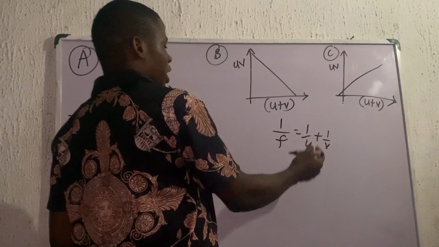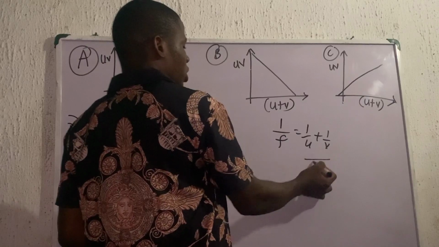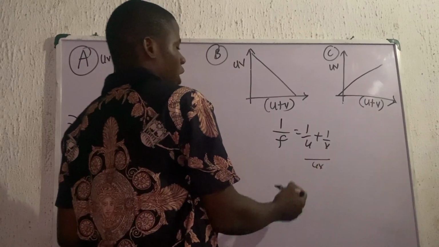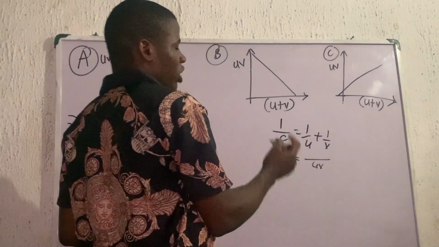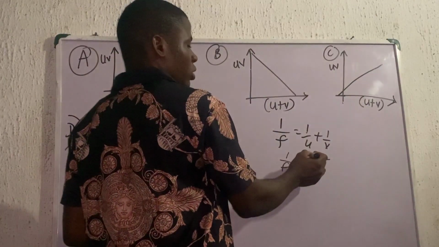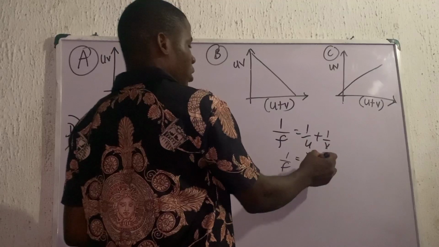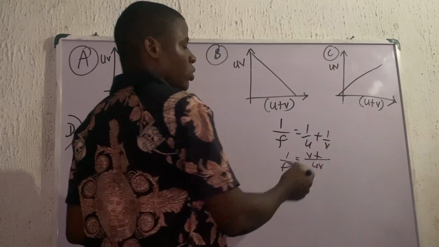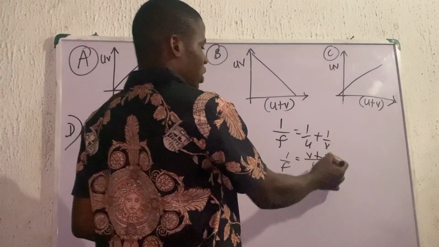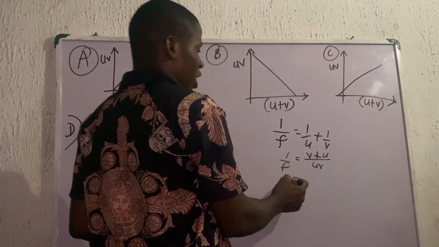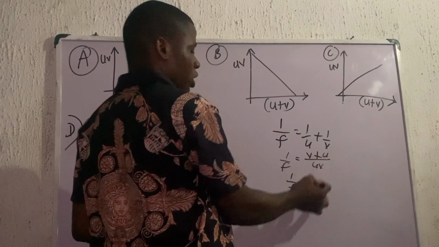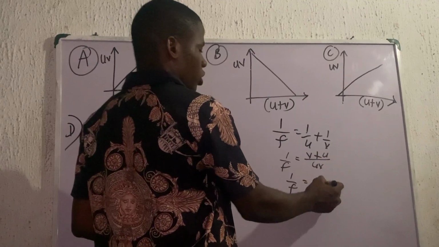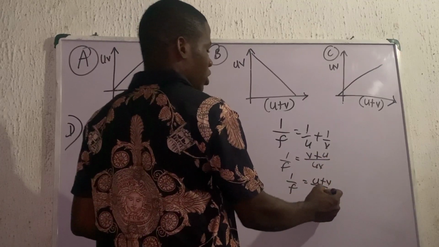Now let's work on this side. So what's the LCM of U and V? It should be UV. Now 1 over F is equal to UV divided by U will give me V, V times 1 will give V, plus UV divided by V will give me U, U times 1 will give me U. So I have 1 over F is equal to V plus U, let's make it U plus V over UV. They are the same thing.